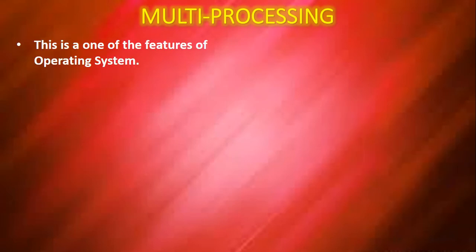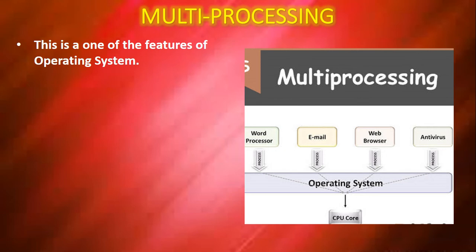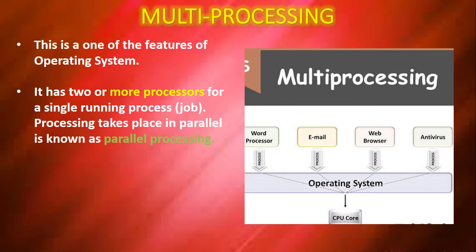The next one is multiprocessing. This is one of the features of the operating system. Multiprocessing is nothing but two or more processors for a single running process. Processing taking place in parallel is known as parallel processing.